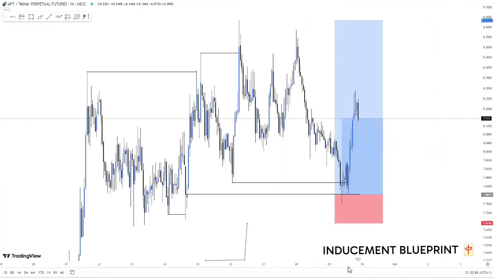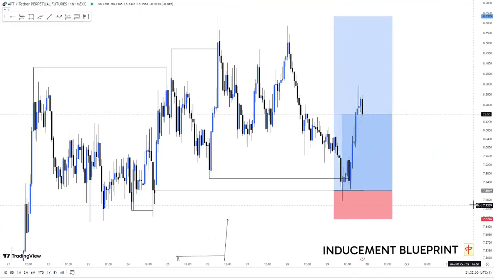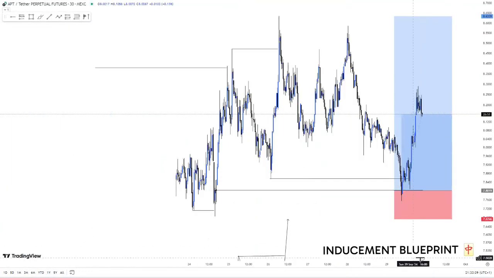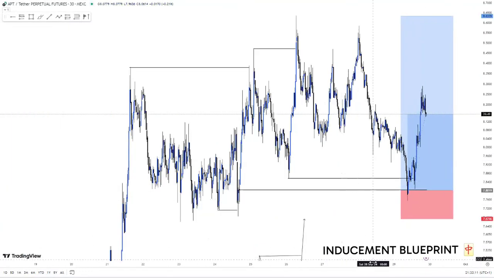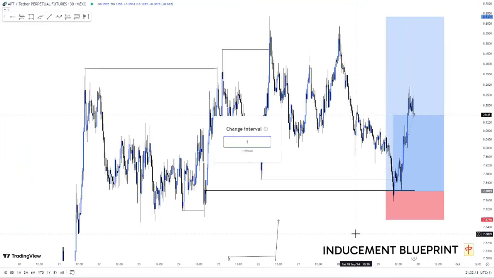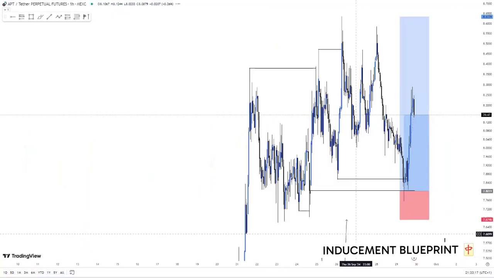So you guys can see how clean the structure is on the 1 hour time frame compared to the 30 minutes. Let me show you the 30-minute time frame. You see that there's a lot of noise in the structure on the 30-minute time frame compared to the 1 hour time frame. So this is the 30-minute time frame, and then check out the 1 hour time frame. Now you guys can note the difference.